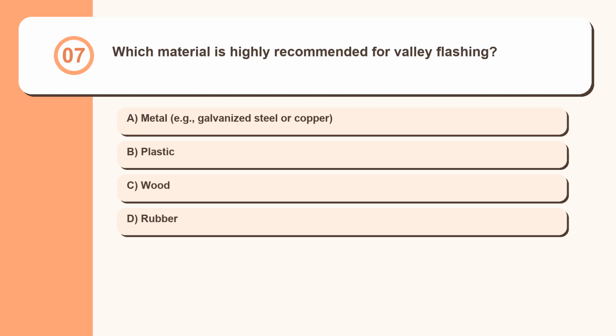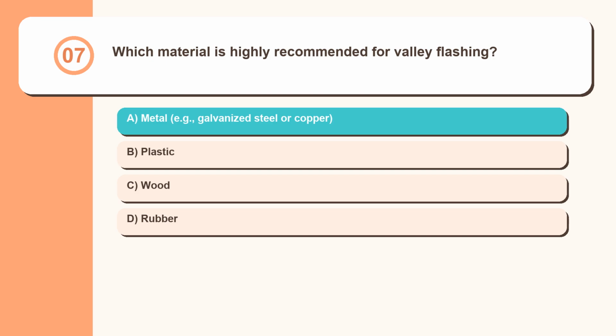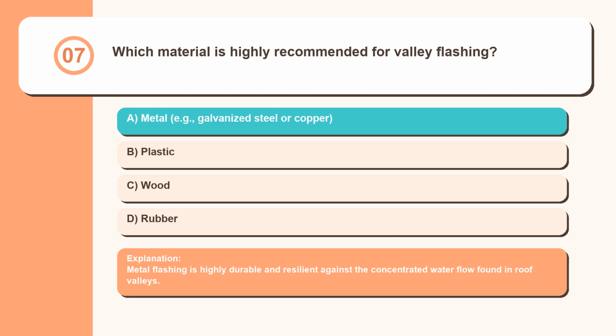Question 7. Which material is highly recommended for valley flashing? Metal, example galvanized steel or copper. Plastic, wood, rubber. Metal flashing is highly durable and resilient against the concentrated water flow found in roof valleys.